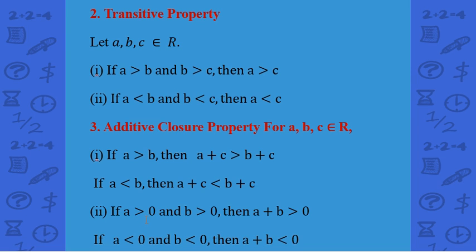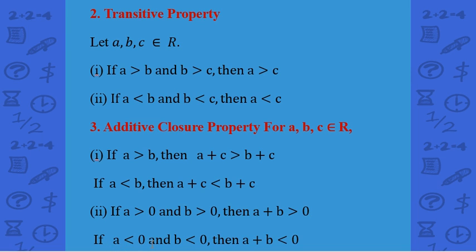Now if A is greater than 0 and B is greater than 0, it means A and B both are positive numbers. Then A plus B is greater than 0. So we are saying that if we are adding two positive numbers, the answer will be greater than 0, meaning it will again be a positive number. For this purpose, if I suppose that A is 10 and B is 20, then 10 plus 20 is equal to 30. So my sum is also greater than 0, which is a positive number.